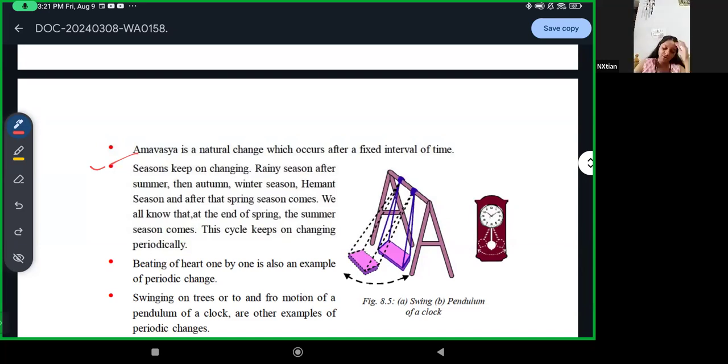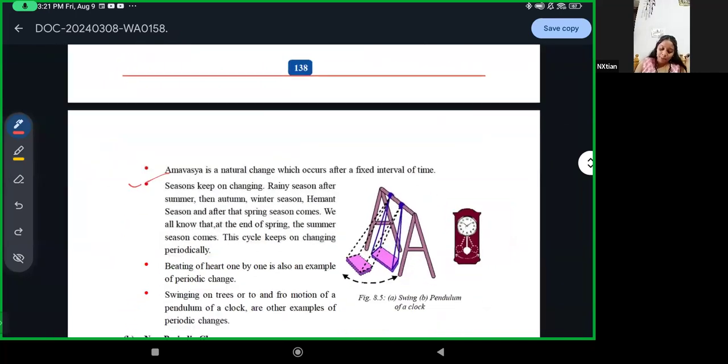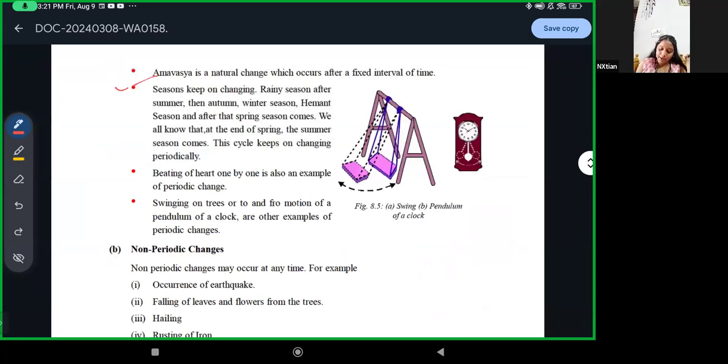We know that. So those are known as periodic changes. The beating of the heart is also an example of periodic change. Swinging on trees or the to and fro motion of a pendulum of a clock are other examples of periodic change.